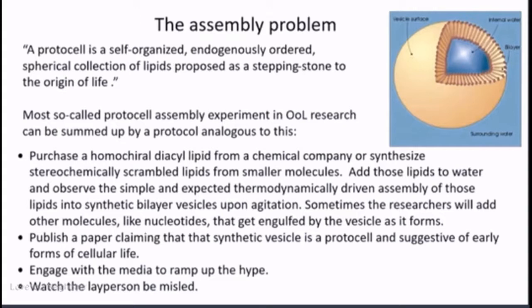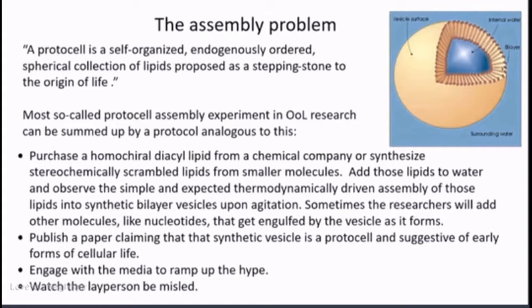Okay, so once they make a protocell, this is what all protocell experiments, assembly experiments, can be summed up as. You purchase homochiral diacyllipids from a chemical company, or they synthesize stereochemically scrambled lipids from small molecules. You add these lipids to water and observe the simple and expected thermodynamically driven assembly of those lipids into a synthetic bilayer vesicle upon agitation. And actually, you need some shear.